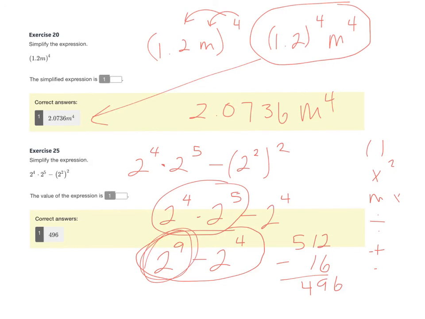So that's it. That was the quick rundown on your homework from over the weekend. And now we'll move on to lesson 10.3.